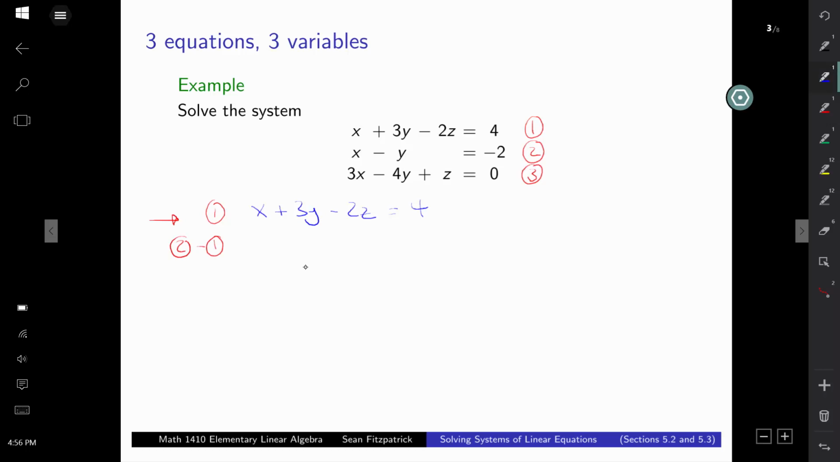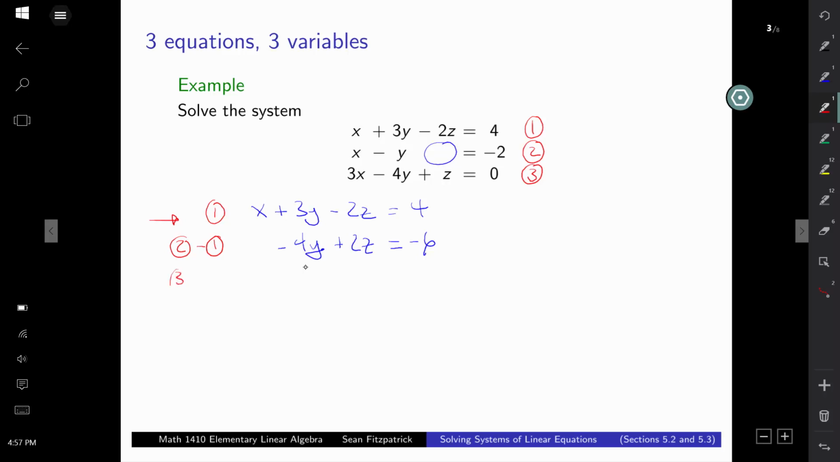So x minus x gives me 0. Minus y subtract 3y gives me minus 4y. There was no z here, but then I'm subtracting minus 2z, so that's adding 2z. So minus 4y plus 2z is equal to minus 2 subtract 4. I get minus 6.